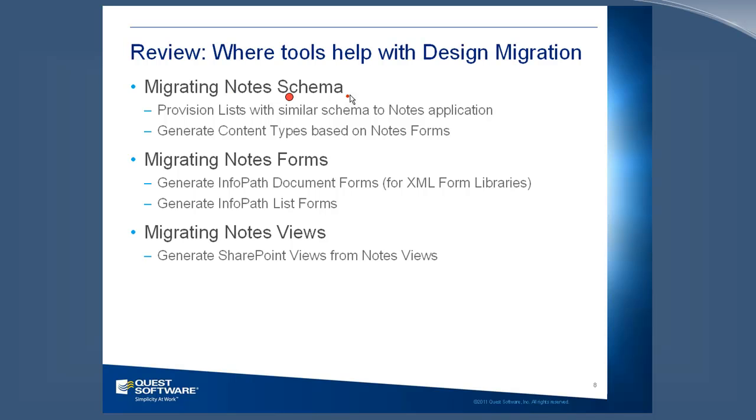We can migrate the schema of an application, so we can look at the schema and try to help you build a similar schema in SharePoint, either in a list or in an InfoPath form. We can also generate content types based on those Notes forms, with all the same fields and field types that you had in Notes. We can do the design migration of forms, and we can give you a choice of whether you're going to go to InfoPath document forms or InfoPath list forms.